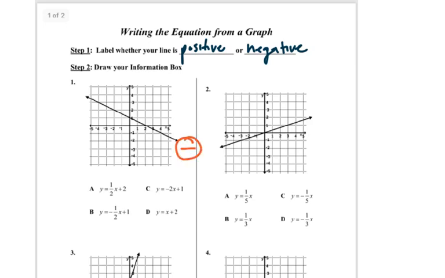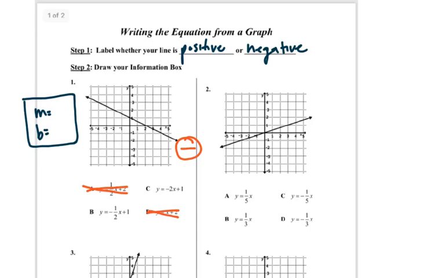So what that means is that my slope is going to be negative. My number that's with the x has to be a negative. So I can already cross out A, that does not have a negative slope, and I can cross out D, that does not have a negative slope. So if it's falling from left to right, this is going to be a negative line. So now I'm going to write M equals, B equals, and turn that into my information box.